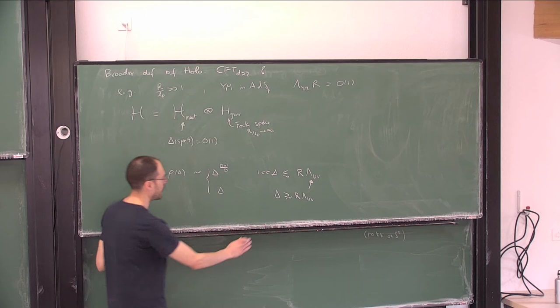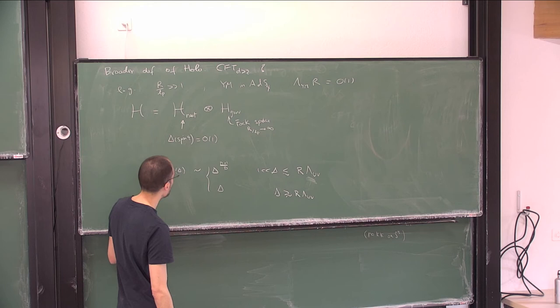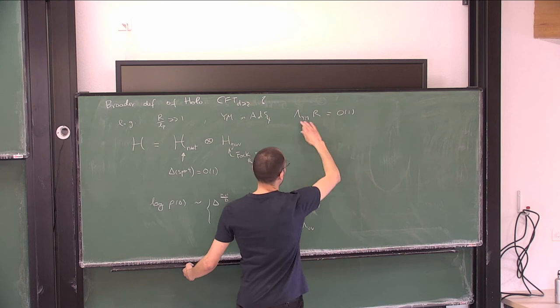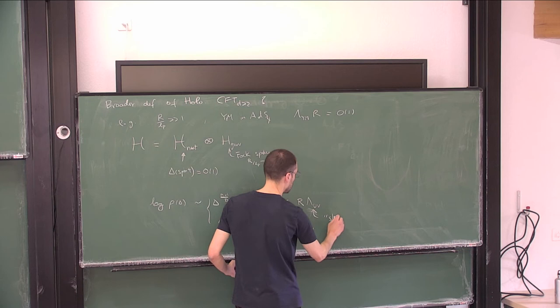So lambda UV is the scale of the strongly coupled matter sector? No, it's the scale, right? That one is order 1. Oh, I see. This would be, if you want, the analog of the string scale. Where it really becomes non-local.